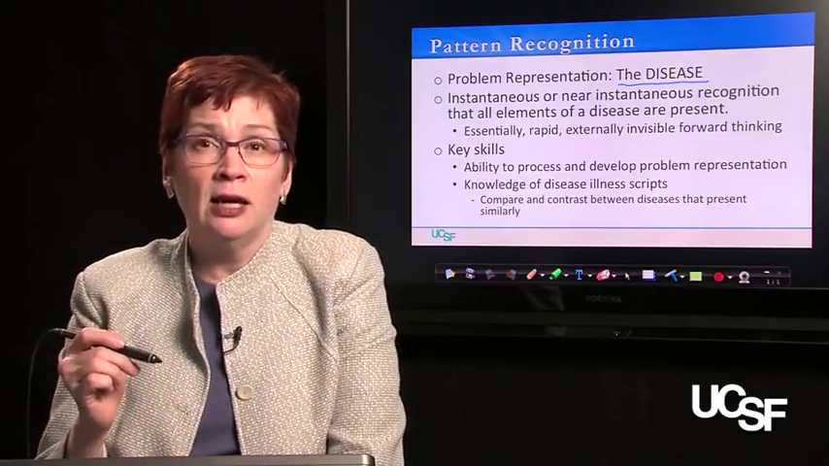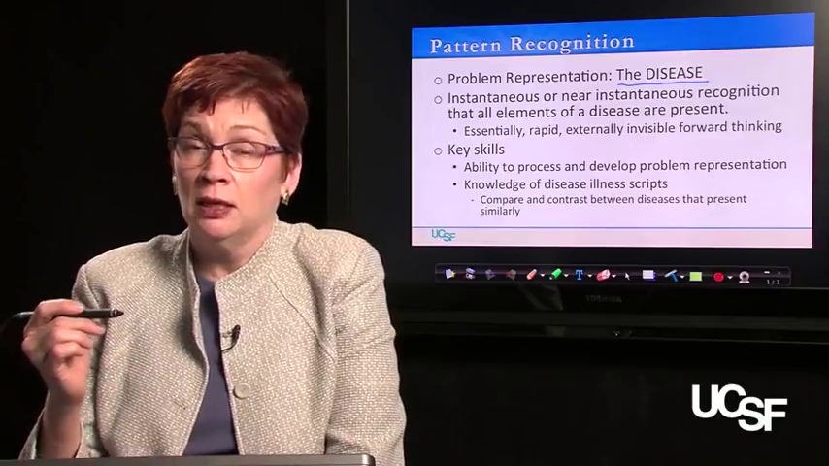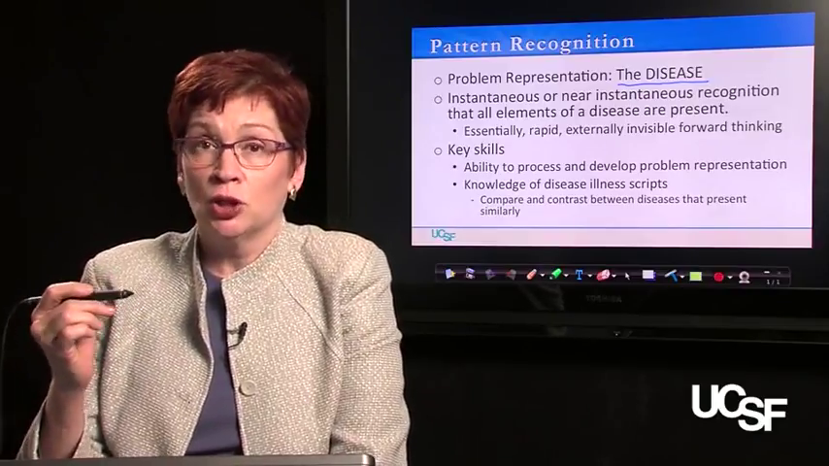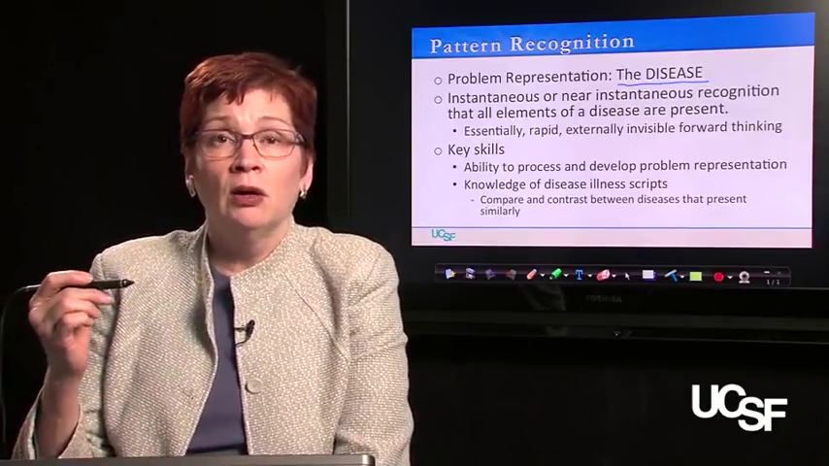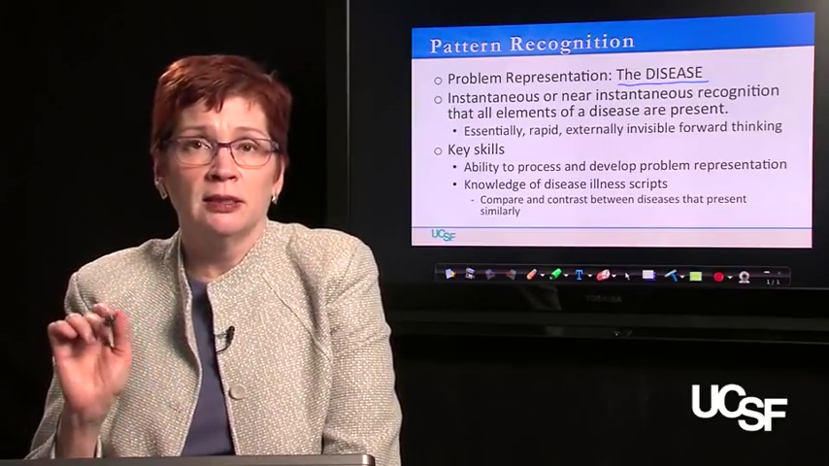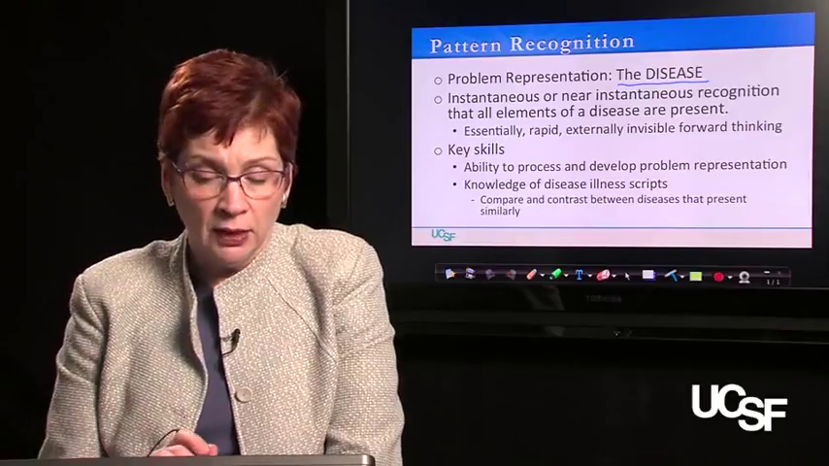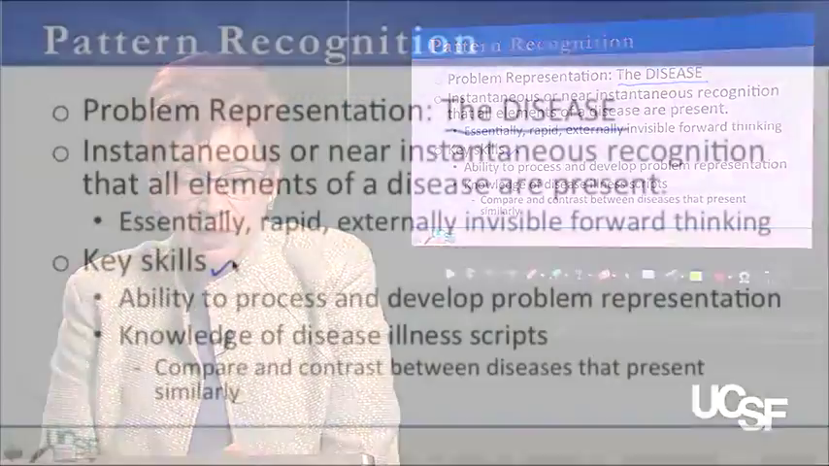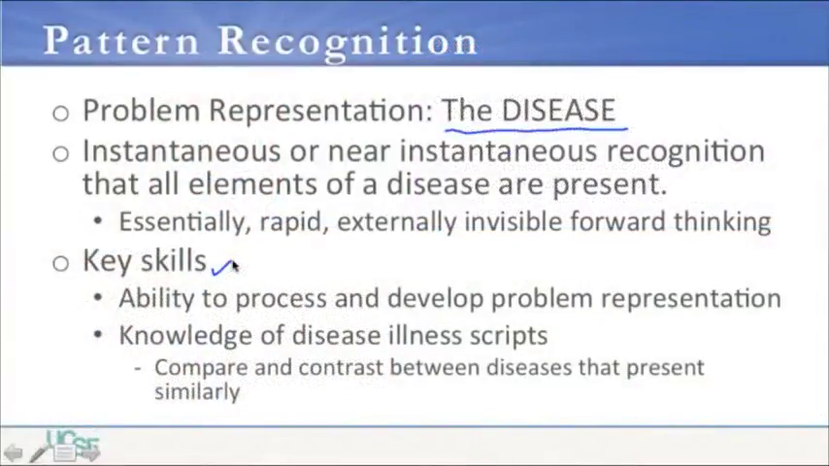I don't take the time to explain to you that I'm thinking, oh, this is acute versus chronic, oligo versus mono, with rash versus without rash. It's just clearly apparent to me that this person has disseminated gonococcal infection. And the key skills needed are the ability to process and develop problem representations, as we've been talking about, and a keen knowledge and understanding of disease illness scripts, and the ability to compare and contrast between diseases that might present similarly.